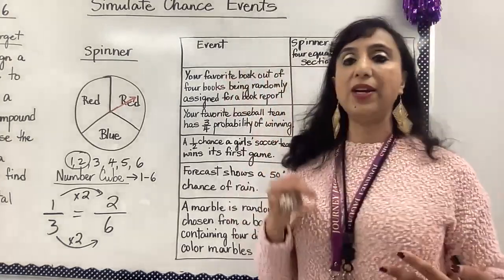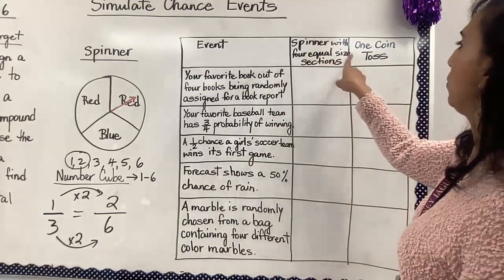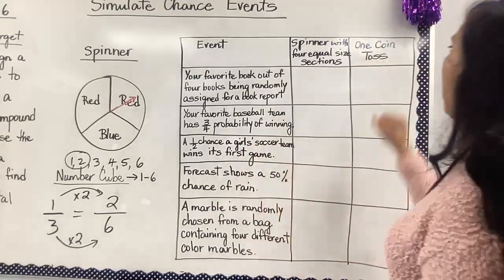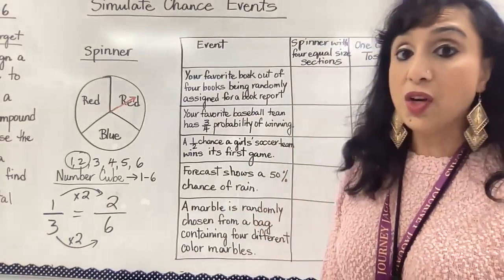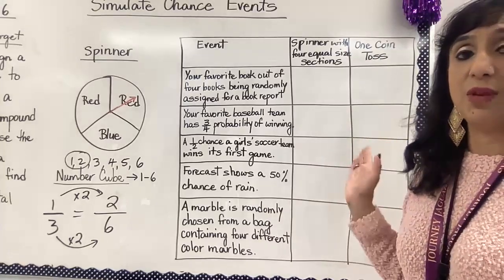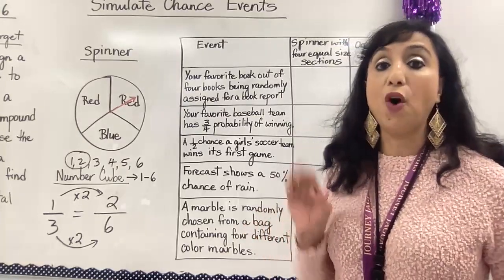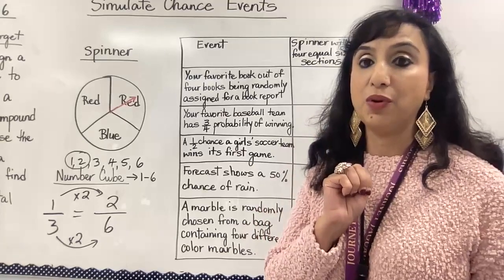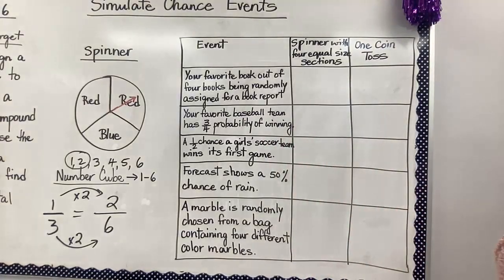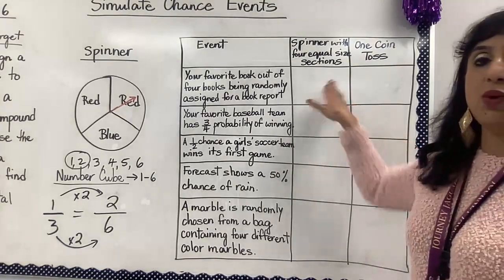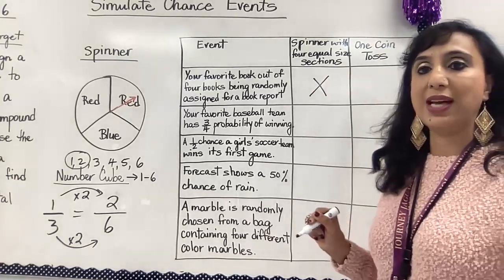We've got an event, we are trying to simulate it, and which of these methods can I use? We've got a spinner with four equal size sections, and then we have a coin toss. And I know for a coin toss, you can only have two outcomes, heads or tails. So let's look at these events. The first one, your favorite book out of your four books being randomly assigned for a book report. When we're talking about four different books, obviously we are going to need four equal size sections. So this one would be the correct choice: spinner with four equal size sections.